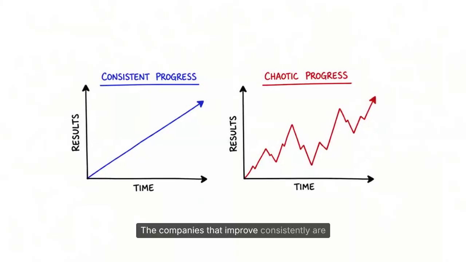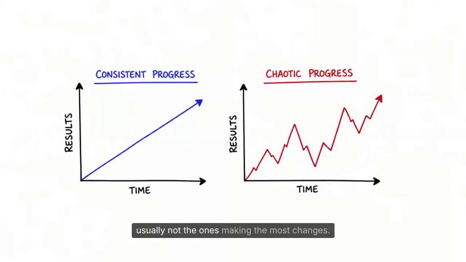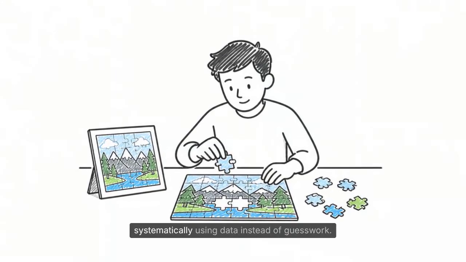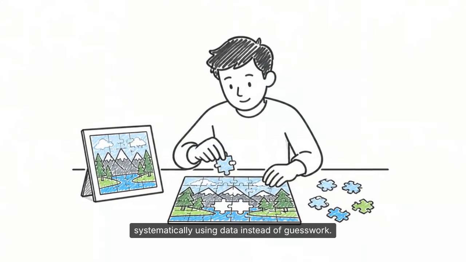The companies that improve consistently are usually not the ones making the most changes. They're the ones solving the right problems systematically, using data instead of guesswork.